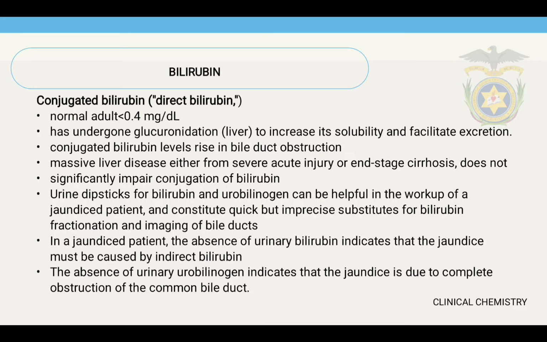Urine dipsticks for bilirubin and urobilinogen can be helpful in the workup of a jaundiced patient and constitute a quick but imprecise substitute for bilirubin fractionation and imaging of the bile ducts. In a jaundiced patient, the absence of urinary bilirubin indicates that the jaundice may be caused by indirect bilirubin. The absence of urinary urobilinogen indicates that the jaundice is due to complete obstruction of the common bile duct.